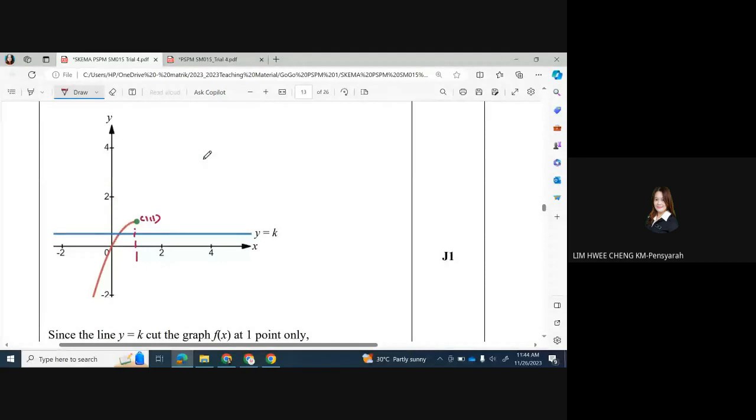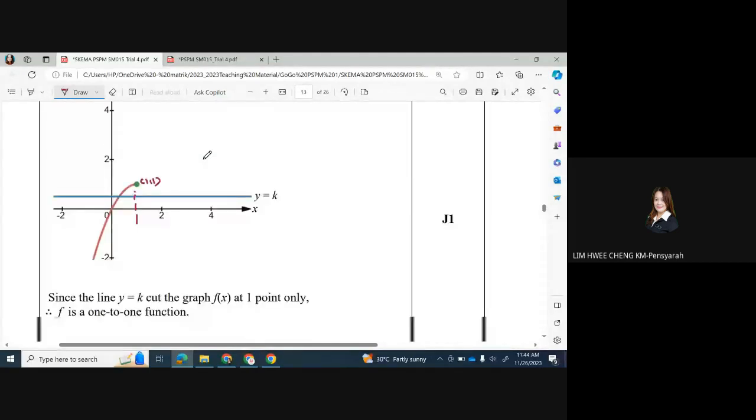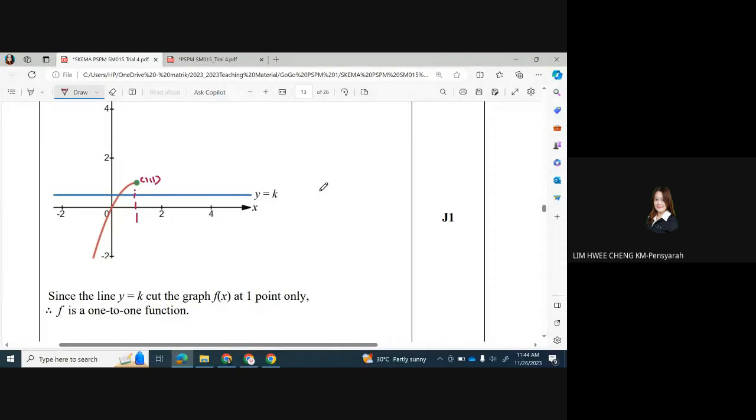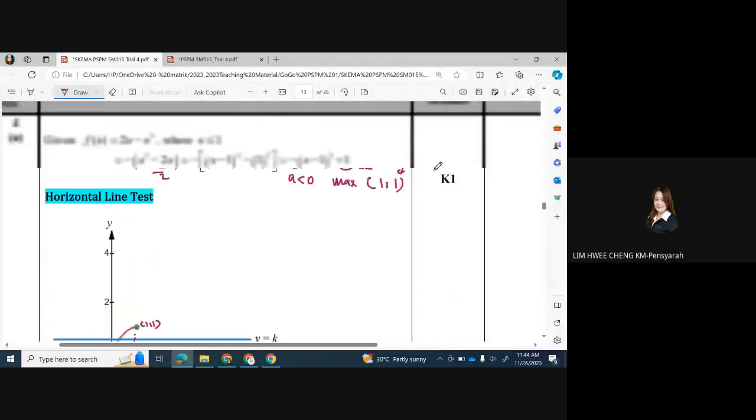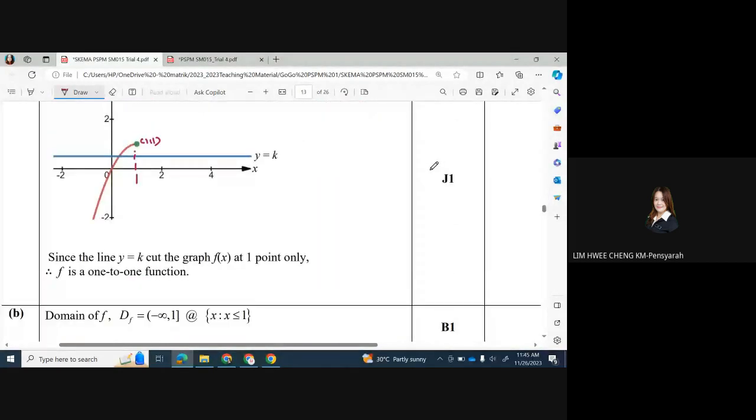So saya punya graph separuh. Okay, so I have this. So I buat horizontal line test. It says that since the line y equals k cuts the graph f(x) at 1 point only, therefore my f is a one-to-one function. Okay, horizontal line test.